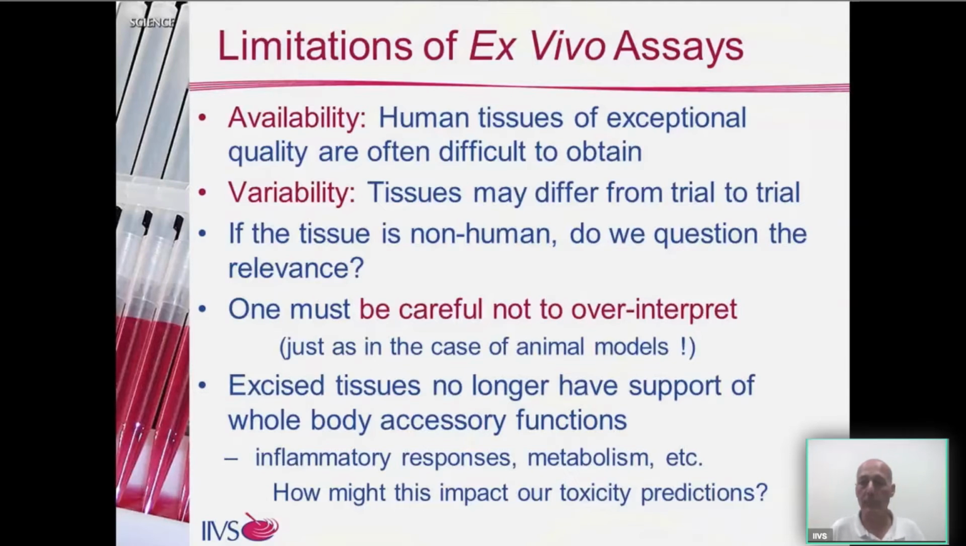And one must be careful to not over-interpret the results. And I think this is really important as we look at, in particular, some of the models that mimic the ocular exposure. We forget the fact that these models have been excised, have been removed from the whole animal experience, and perhaps the endpoints we're querying are still not covering all the endpoints that we should be looking at. Excised tissues no longer have the support of whole body accessory functions, and so we don't have the potential for full metabolism as if the tissue is available in the whole body experience, or that of inflammatory responses. And so we have to consider how this might impact our toxicity predictions.